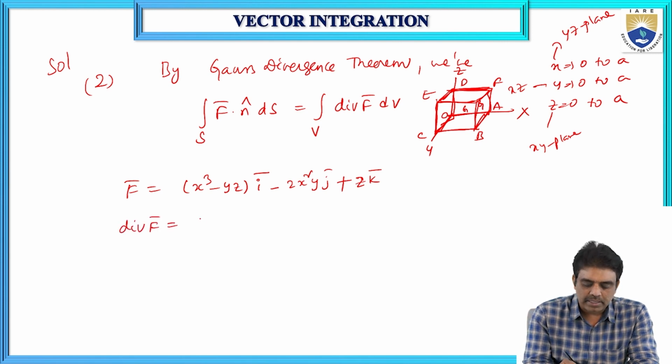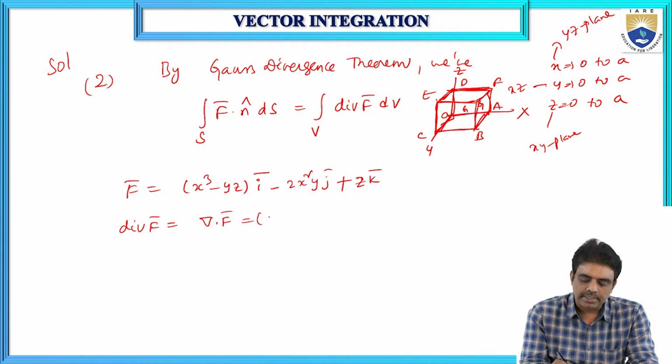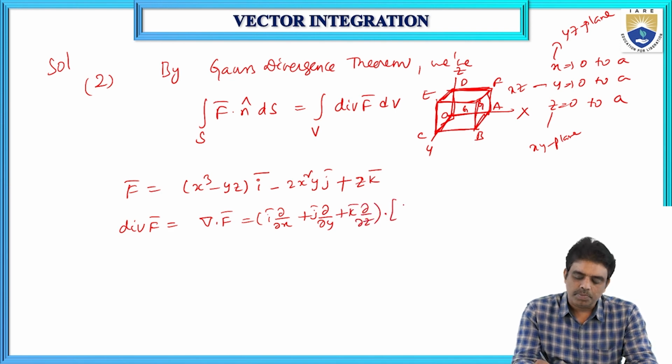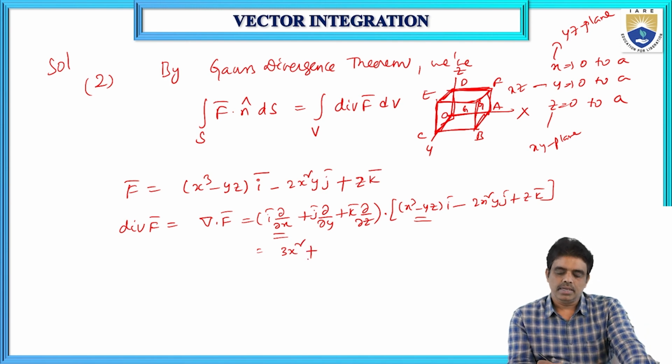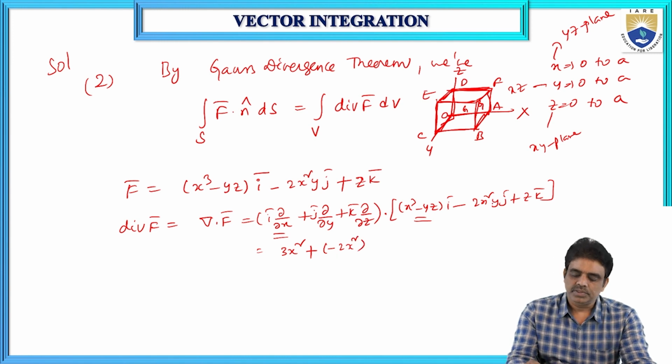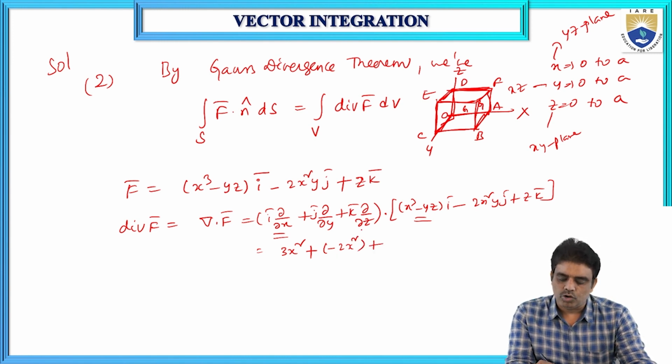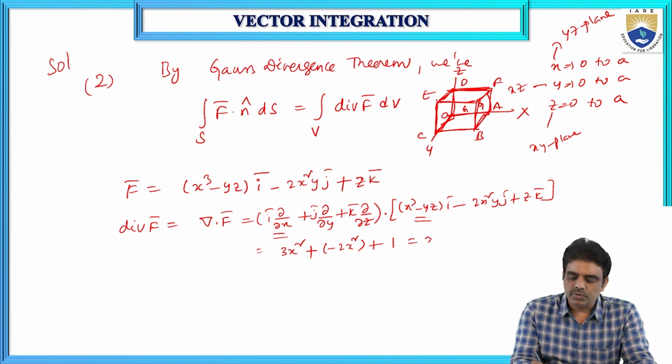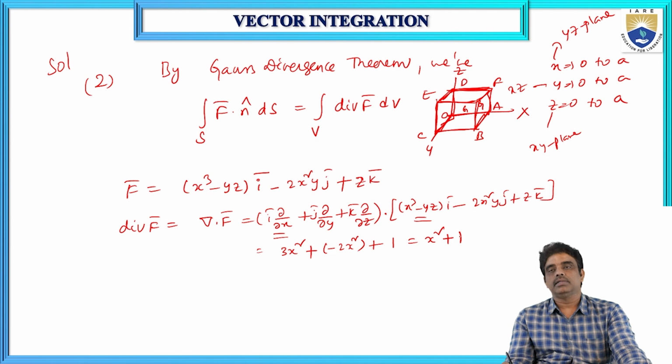So what is div f bar? Div f bar means del dot f bar, that is i bar dou by dou x plus j bar dou by dou y plus k bar dou by dou z, dot product with (x cube minus yz) i bar minus 2x square y j bar plus z k bar. So dou by dou x of the first term is 3x square, plus dou by dou y of the second term is minus 2x square, since y becomes 1. And dou by dou z of z is equal to 1. So the value is x square plus 1. That is div f bar.